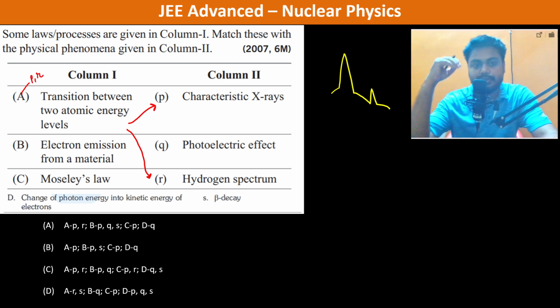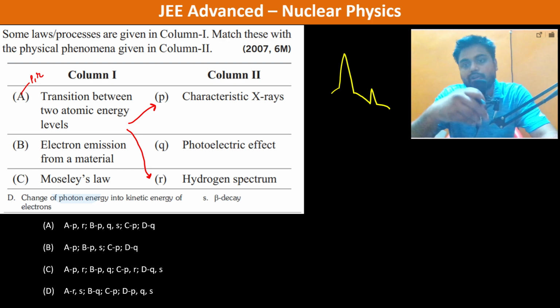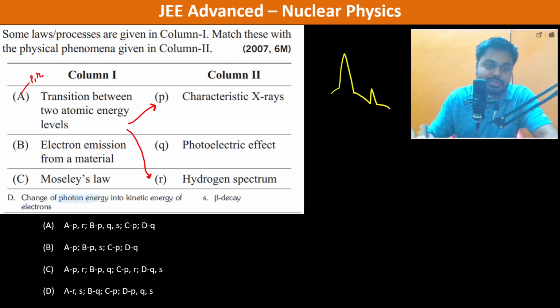So basically, what happens is they collide, and due to this, electrons get emitted. They collide, and due to this electron collision, the atoms get excited, and thus the X-rays are produced. So yes, B also has P.